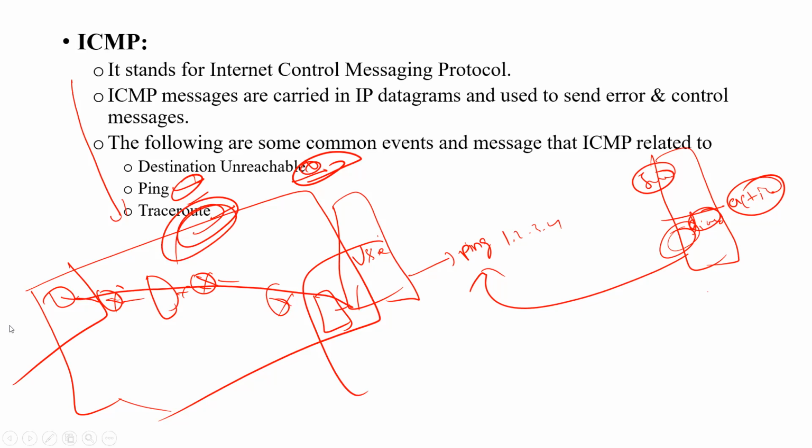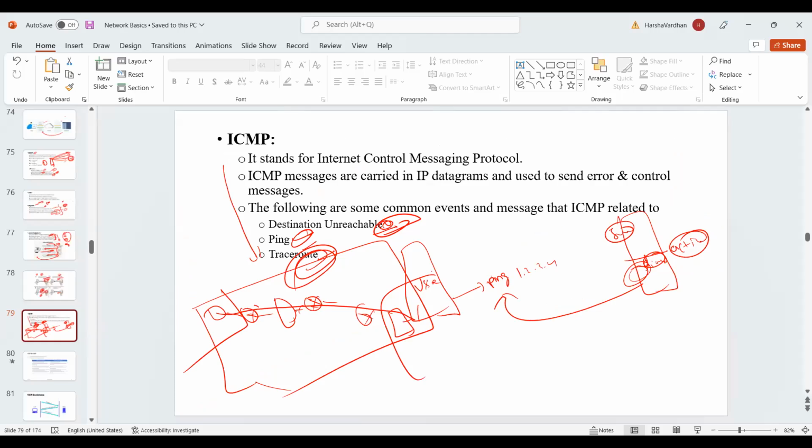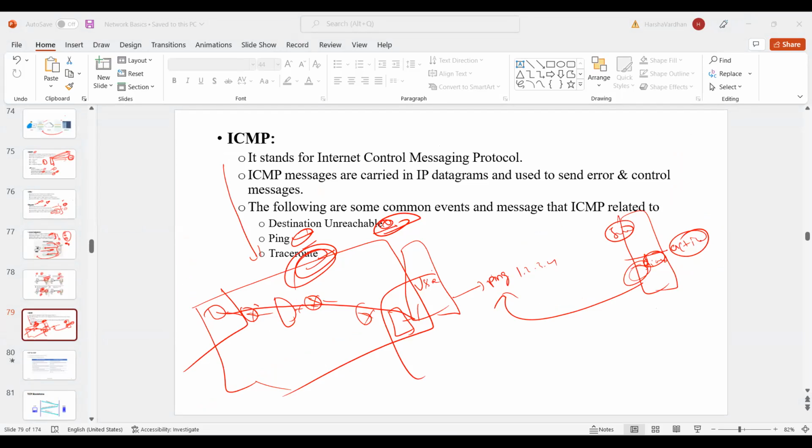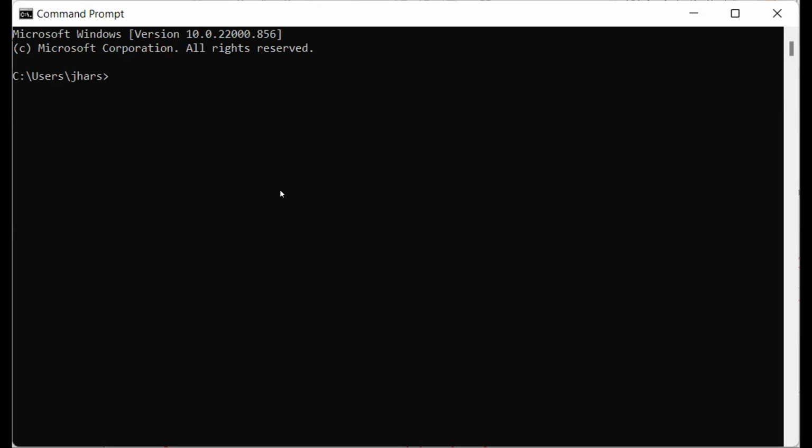So let's try some practical examples. Are you able to see my screen? I'll open the command prompt. No, I can't see that. Okay, one second. Hope you are able to see it now. Yes.